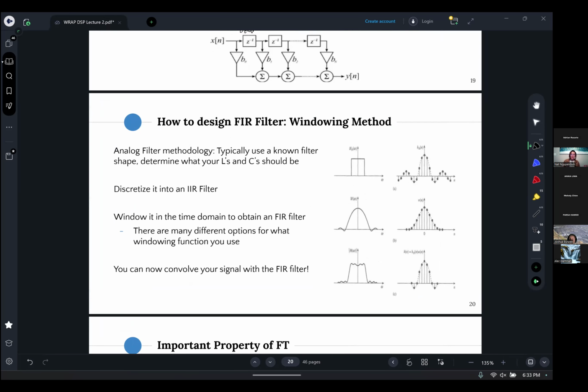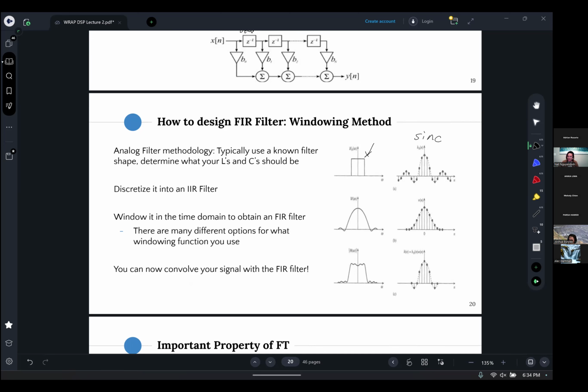Okay, and then here's one method, kind of more of an easy way of thinking about it, to design the FIR filters. You take a known filter shape. Don't worry about this line, but just take a known filter shape. For example, here, this is going to be my ideal low pass filter, and the time domain representation of this is just going to be a sinc.